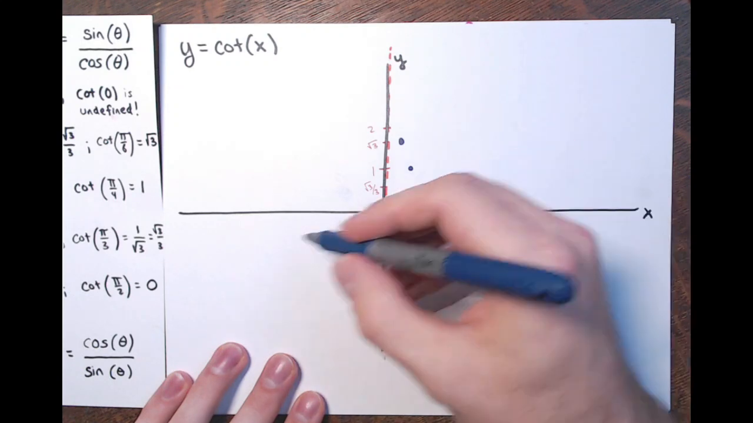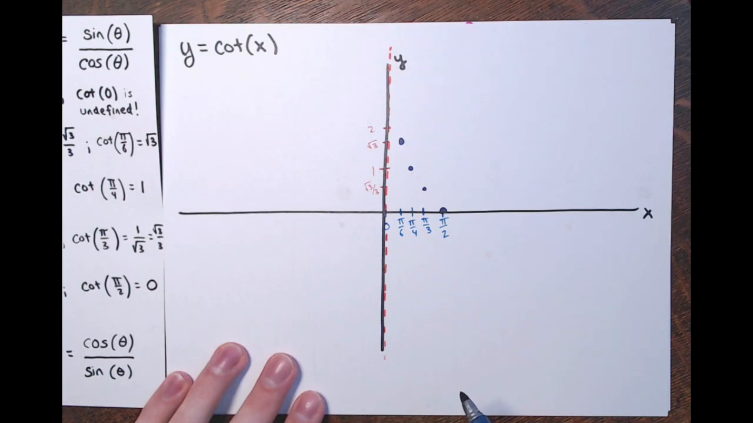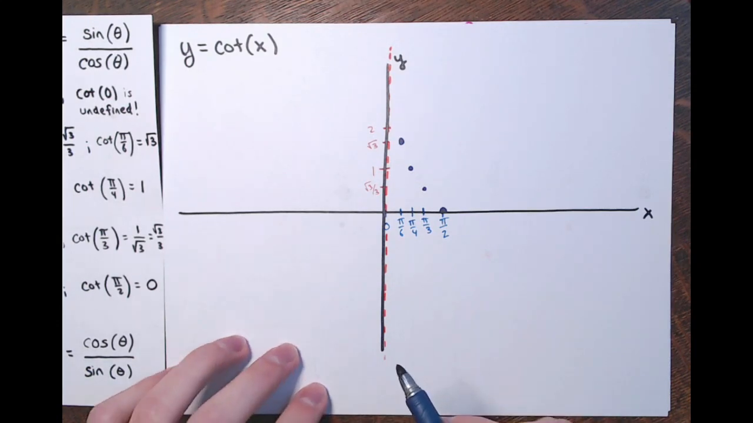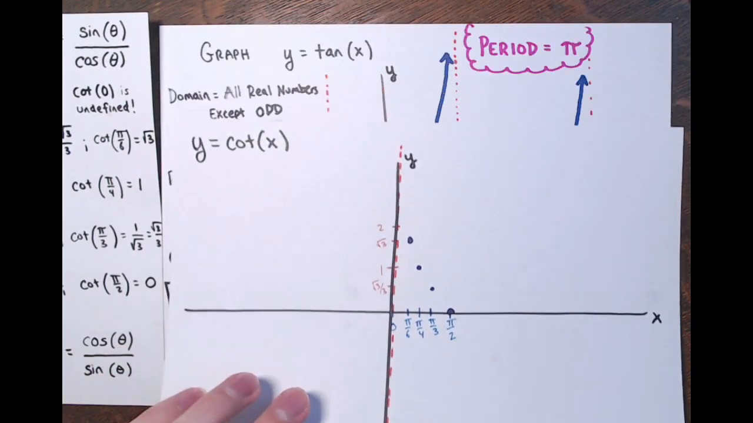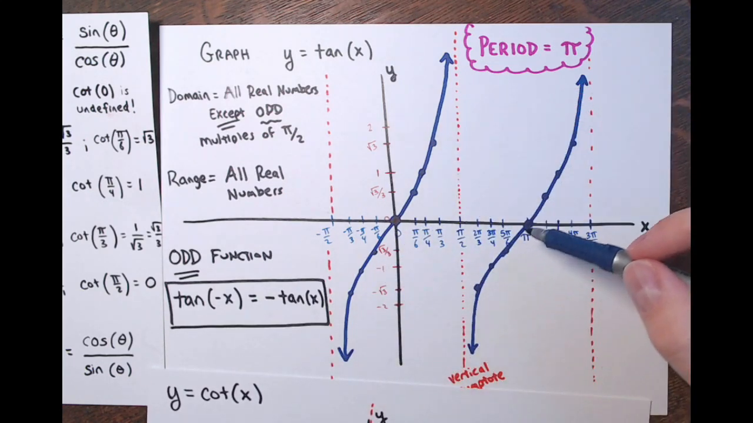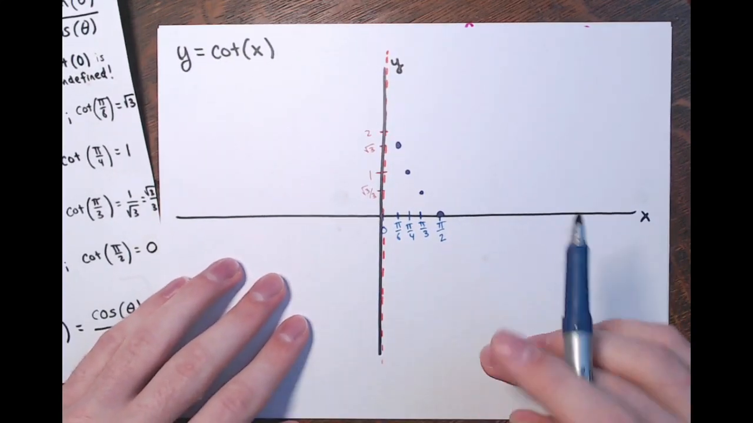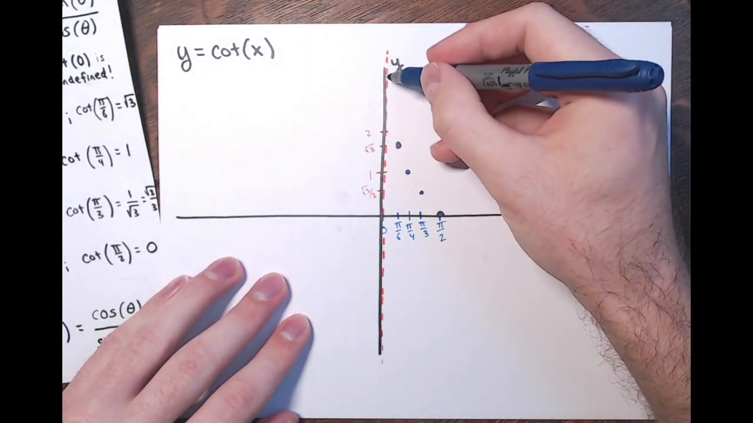And you see it's kind of like the tangent function, but instead of increasing, see how the tangent function was going up all the time as you move from left to right? This cotangent function is going to be coming down.